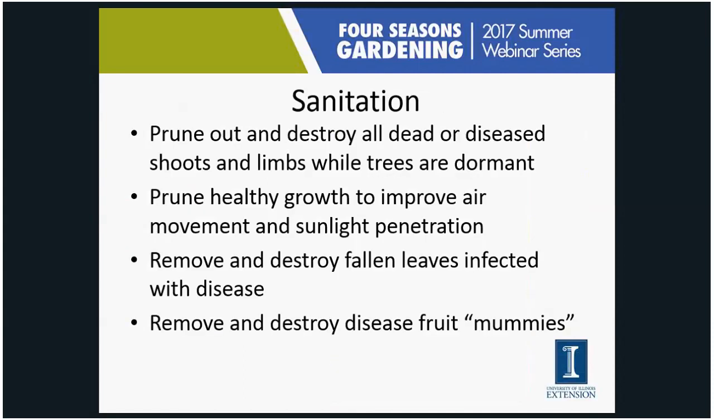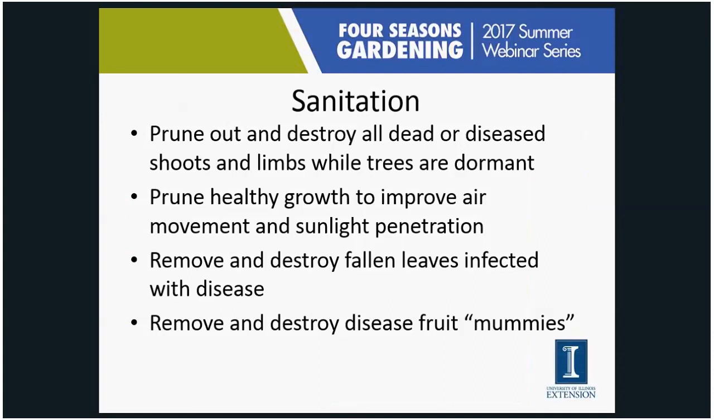Sanitation: prune out and destroy all your dead and diseased shoots and limbs. But in thinking about that, whenever it comes to diseases like fireblight, it's important to know if it is fireblight and to have good sanitation practices for your pruning instruments. So you'll want to sanitize those, possibly with an alcohol solution. Bleach solutions usually are corrosive to your pruning tools.